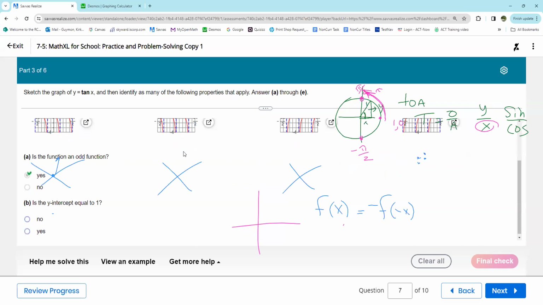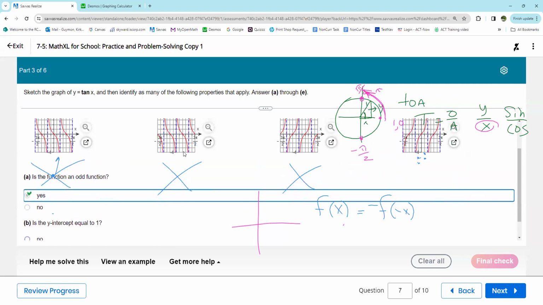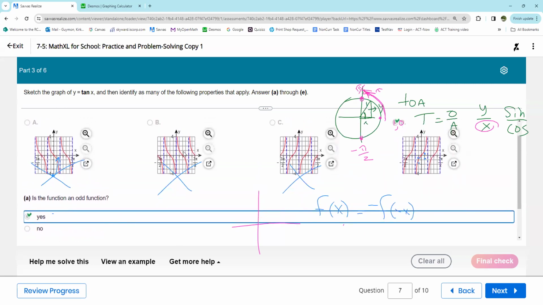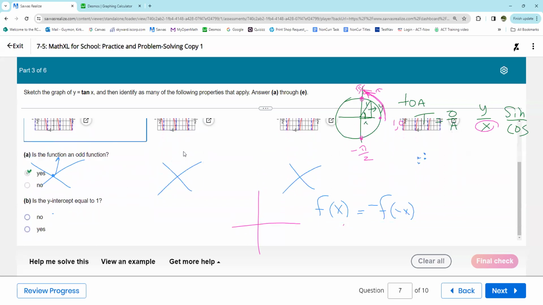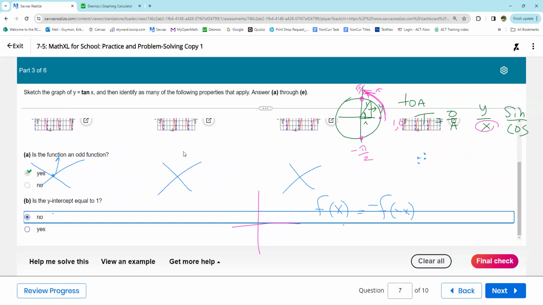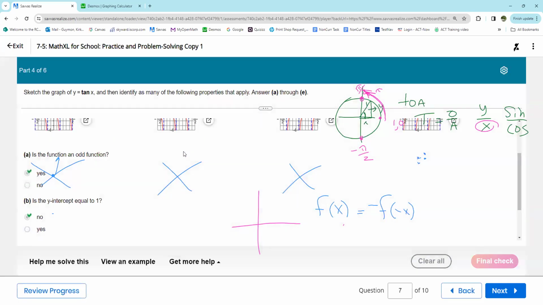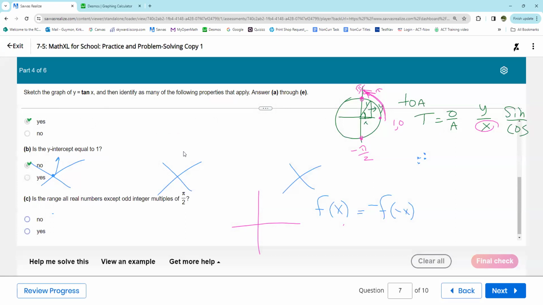So continuing on, is the y-intercept equal to 1? So on my y-axis, is it a 1? No, it went through the origin. So is my y-intercept equal to 1? Oh, no, that's not right.